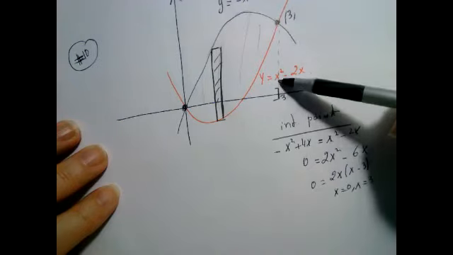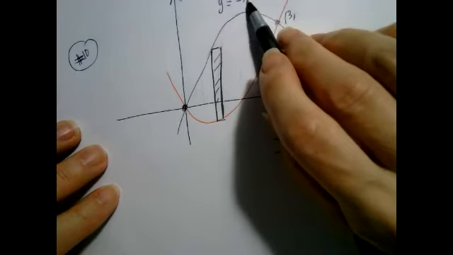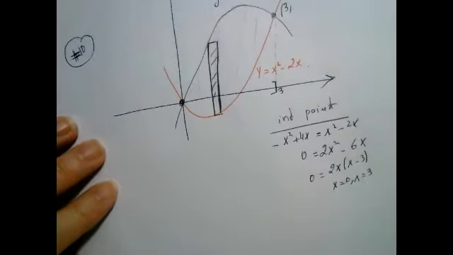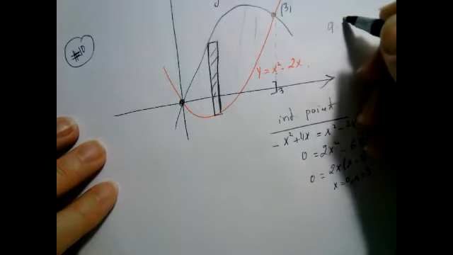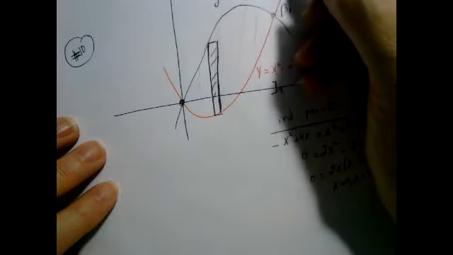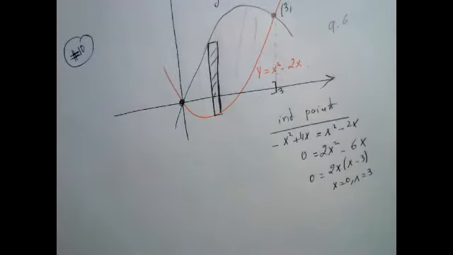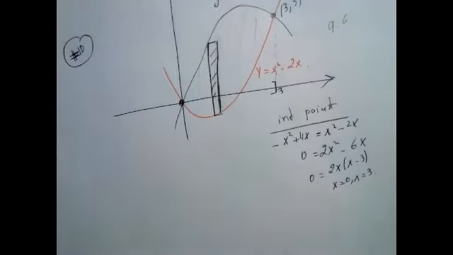And now we can check actually that 3 is correct. If I plug 3 here, I get 9 minus 6, which is 3. If I plug 3 here, I get minus 9 plus 12, which is 3, both sides. Sorry. Okay, so it's definitely the correct point.